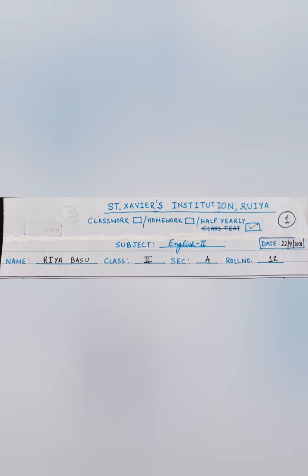Then, using a bold pencil for classes 1, 2 and 3 and pen for class 4, write your name, class, section, roll number and the subject as shown in this picture. Please write everything very clearly. Do not overwrite, children.